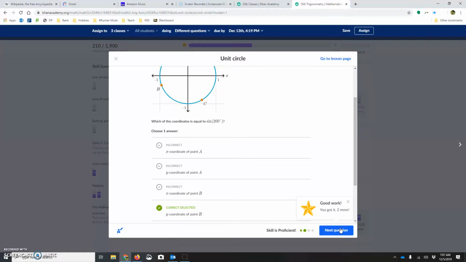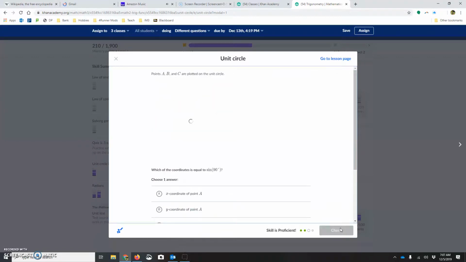Okay, next question. Which coordinate is equal to sine of 90? So sine means our y coordinate, and 90 is straight up and down, so it's at A, so it's the y coordinate of A. This is 90, 180, 270, 360 once again.